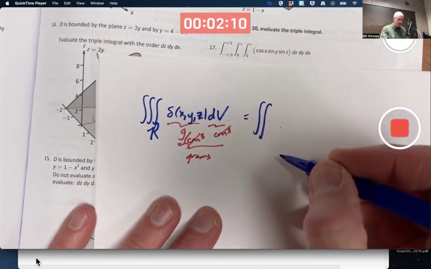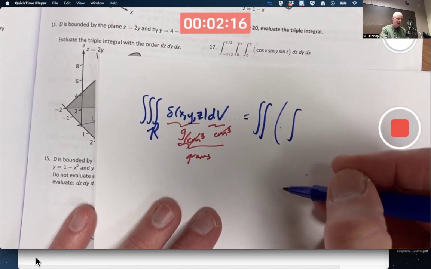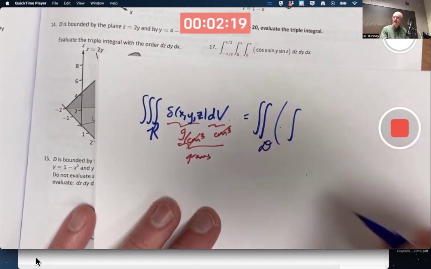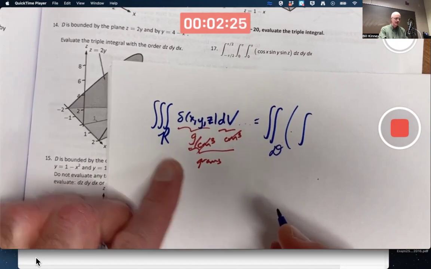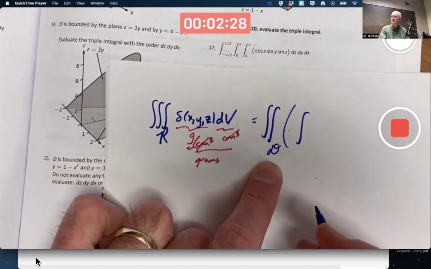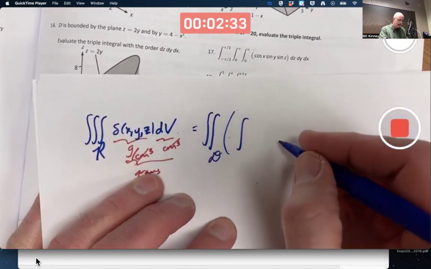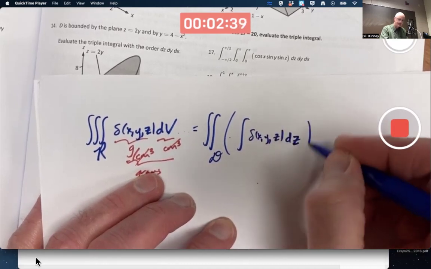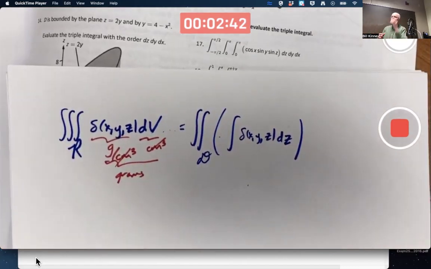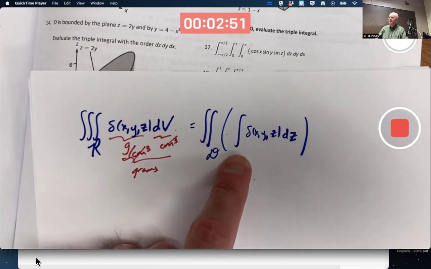Think of it as a double integral of a single integral. The double integral being over some domain D in the plane. So R is representing the three-dimensional solid region. D is representing some two-dimensional domain in some plane, of a single integral, where if you do the single integral inside here with respect to z, then the solid does need to be described as being between two graphs of two functions of x and y. A lower function and an upper function.